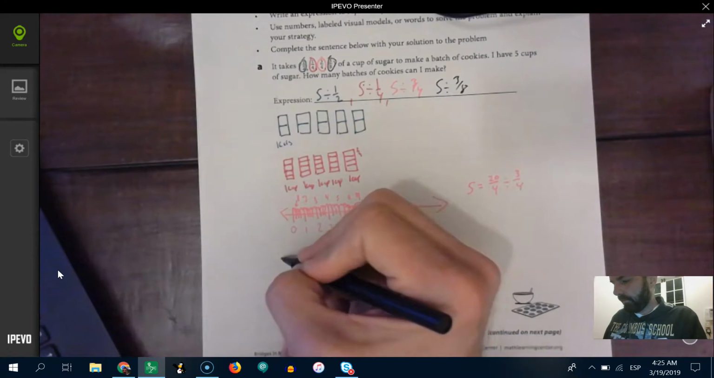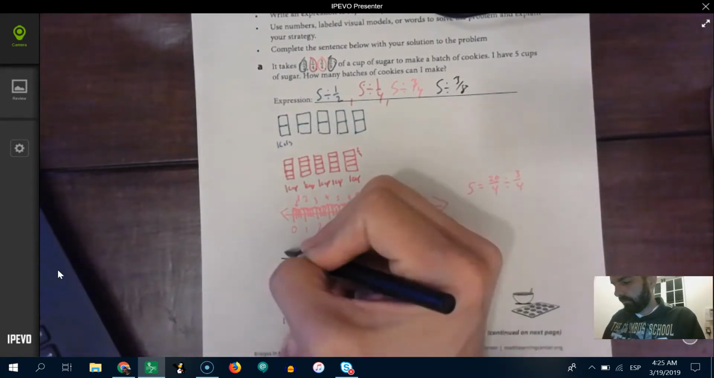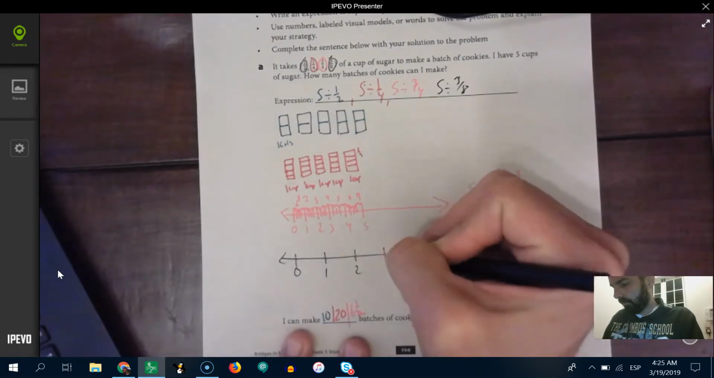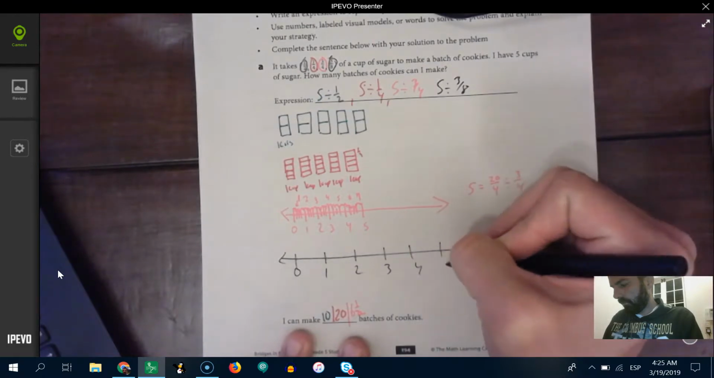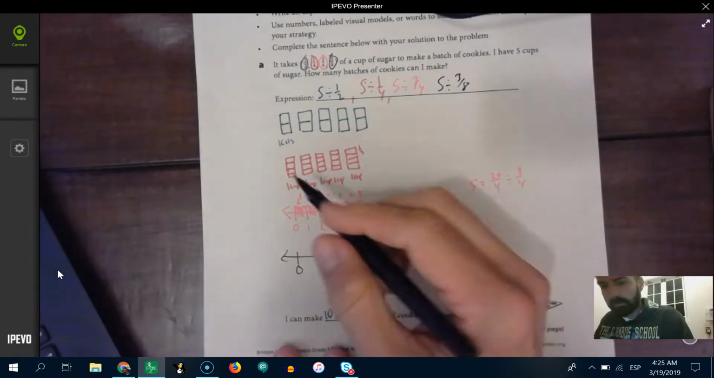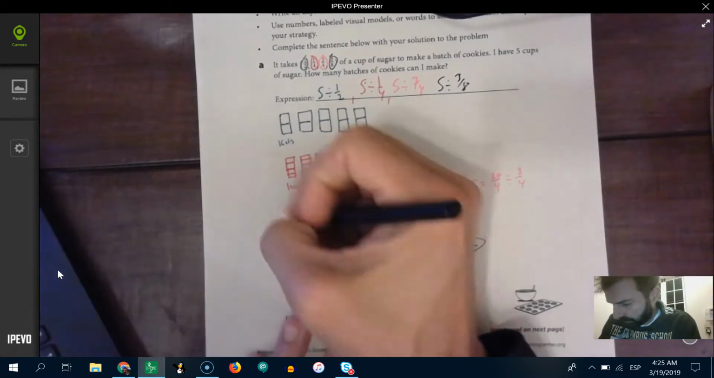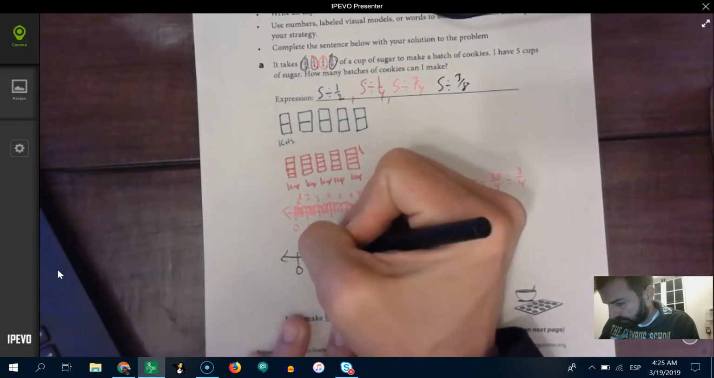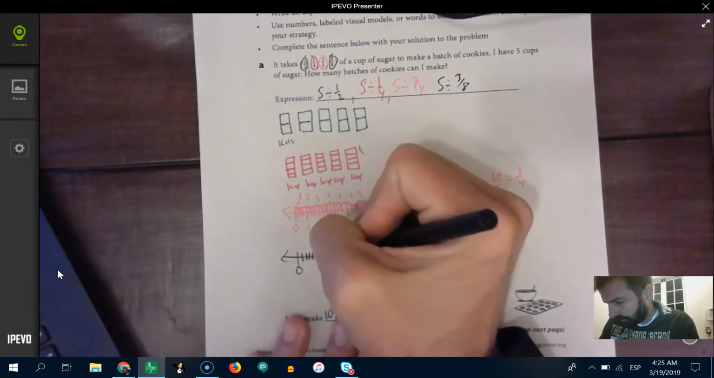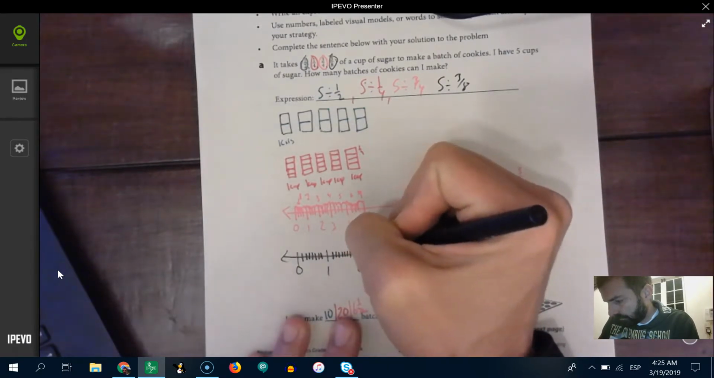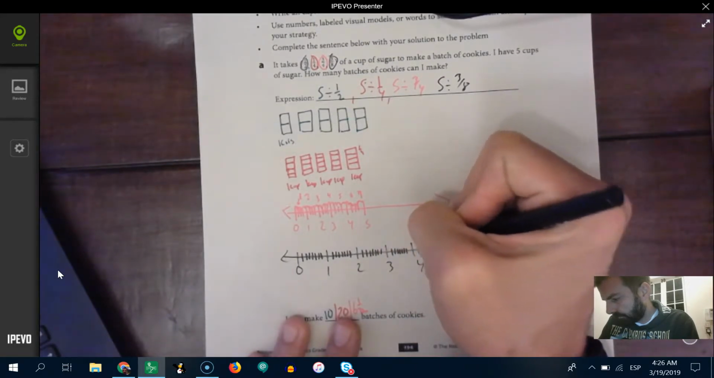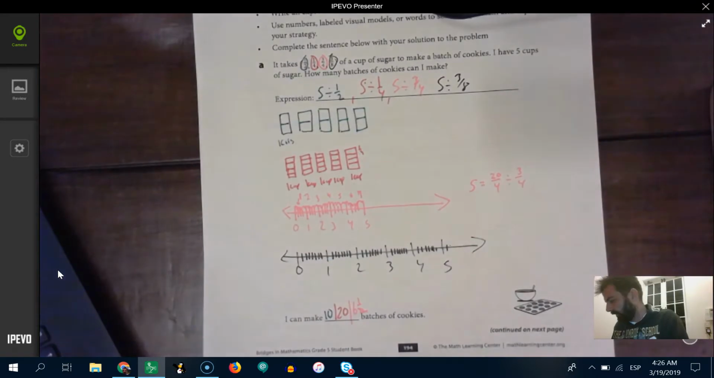So again, I'm going to give myself more room. I think that was the problem. 0, 1, 2, 3, 4, 5. Alright, so I have to split it into 8ths. So it'd be 1, 2, 3, 4, 5, 6, 7 in each section. Okay, so I'm going to do it in a different color here.